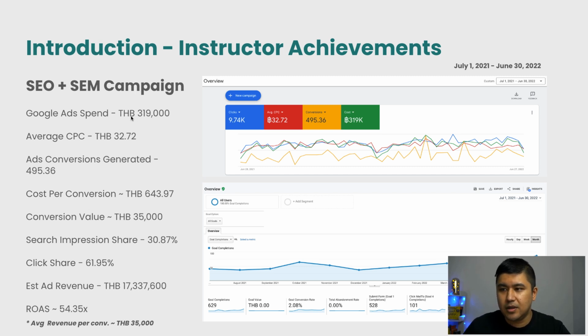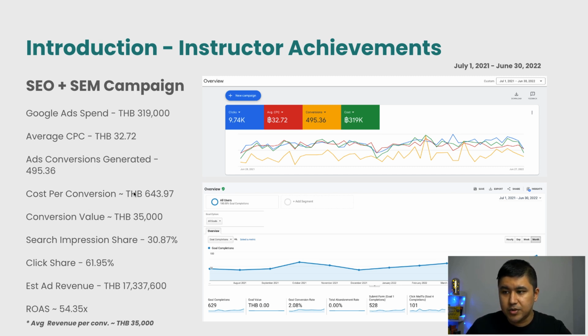It's all in Thai baht because the website and the company are Thai. Average cost per click was around $1. We generated 496 conversions from ads, and around 700 total conversions, including organic, which were tracked, by the way. Untracked is if someone sends a direct email to the business, and this is a service business. So the cost per conversion was around $20.